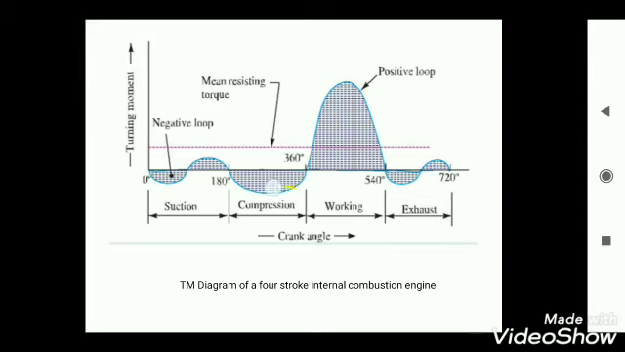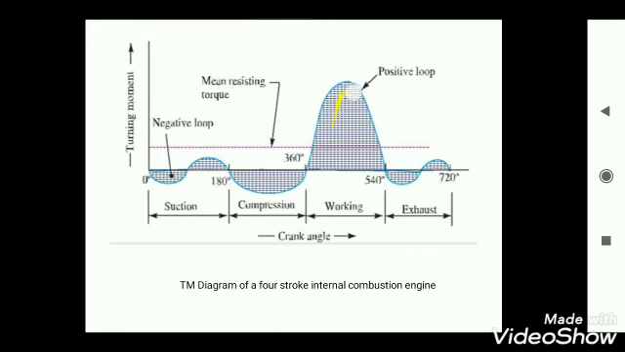Similarly, in the compression stroke you can see a higher negative loop. This negative loop forms because more work needs to be done on the gases, since in compression the gases are compressed. Because of that compression, more work is needed, so again this total energy is extracted from the flywheel to carry out that work.